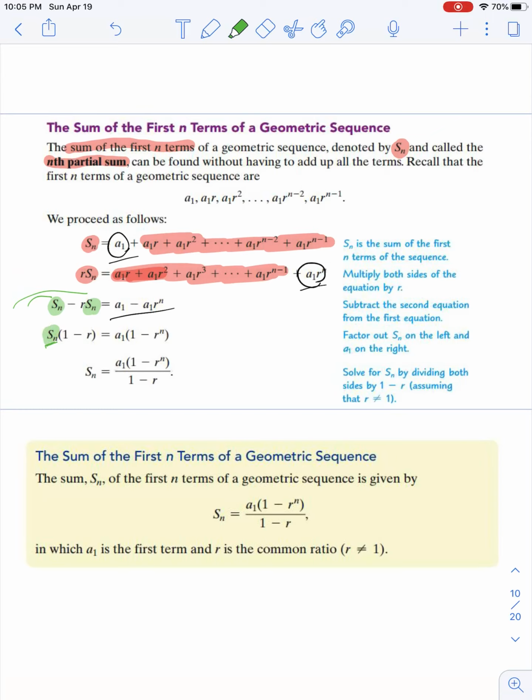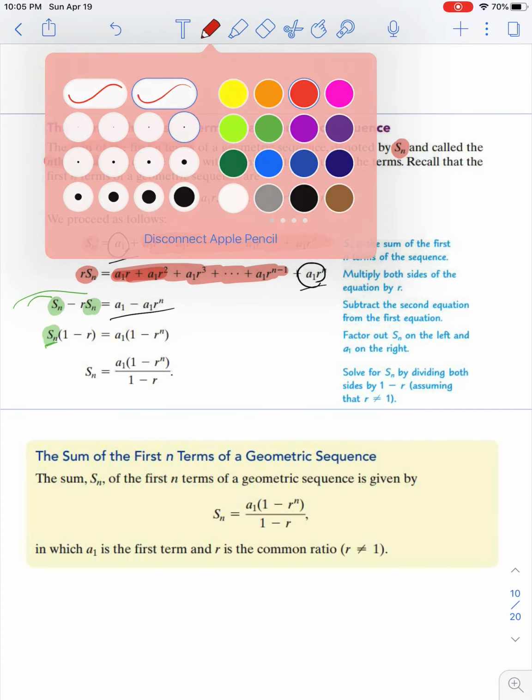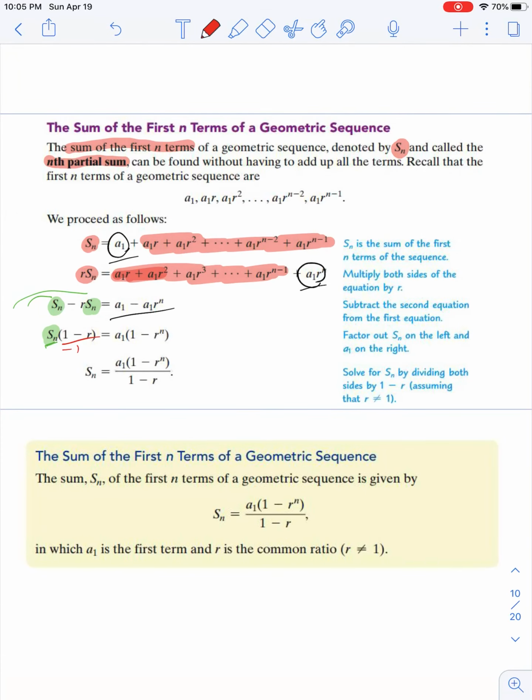But we don't want s sub n times 1 minus r, so what we're going to end up doing is dividing through by 1 minus r. Did I just put negative r, or negative 1? Sorry, 1 minus r. Okay, we're going to do the same thing over here, 1 minus r. When we do that, this cancels, and then we're going to get a sum formula that we're going to be able to use for any geometric sequence.